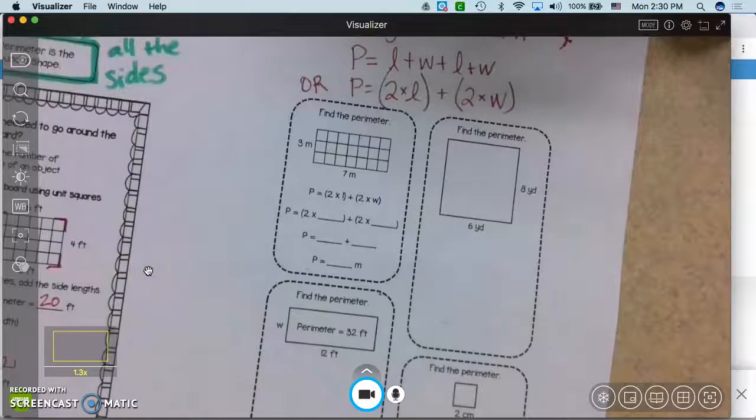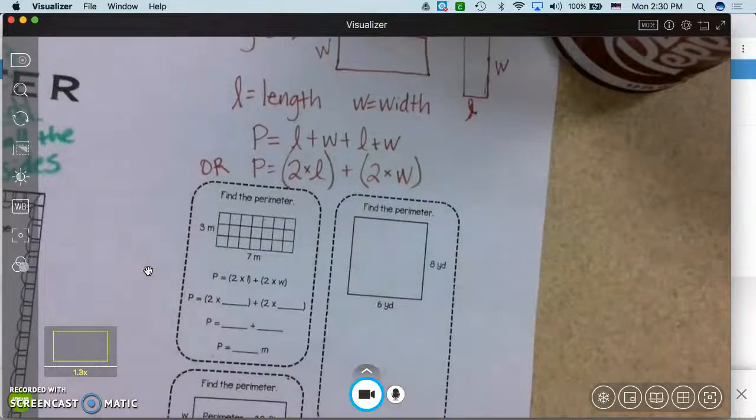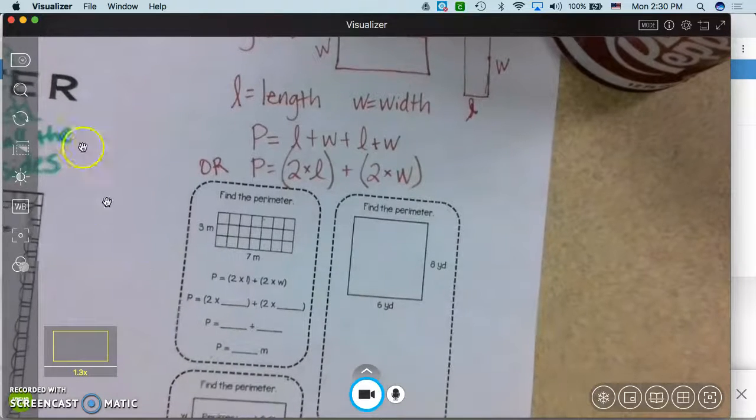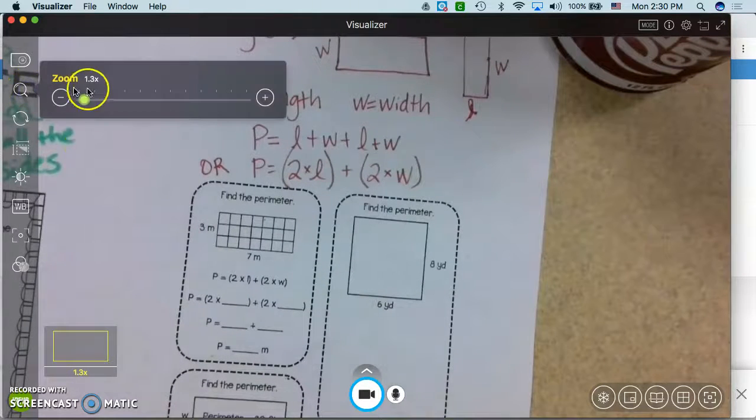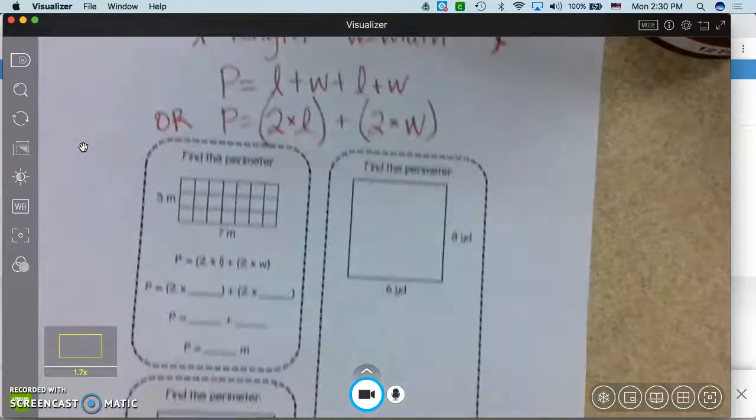All right, so we're going to find the perimeter. What shape is this? Rectangle. It's a rectangle. What do we know about our rectangle here? Well, we don't know the perimeter yet. We're going to find the perimeter. The area is 7. We're not worried about the area.